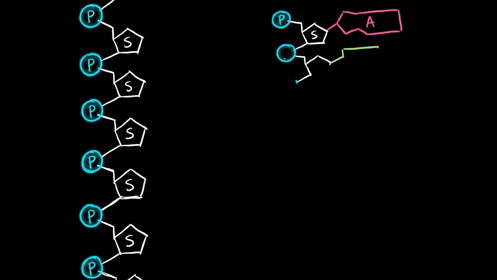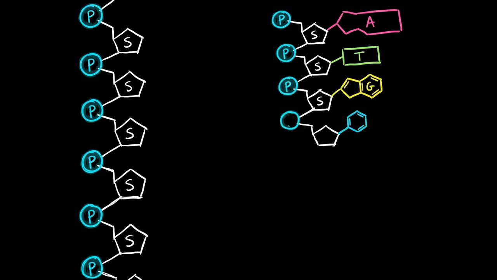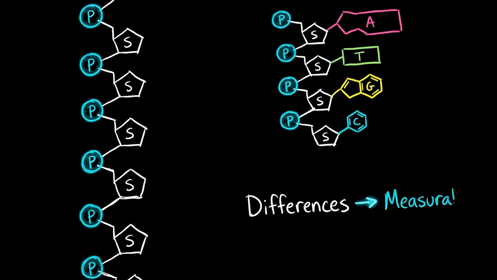The sugar phosphate backbone is repetitive and chemically uniform. The only thing that changes from one position to the next is the nitrogenous base. Sequencing works by turning differences between those bases into measurable signals. Almost every sequencing method starts with the same reaction: DNA polymerization.